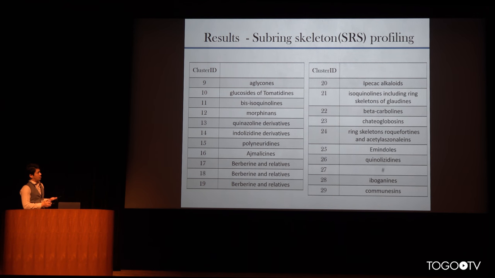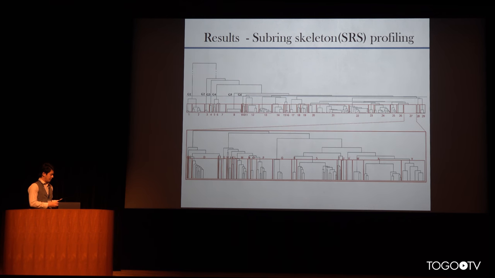G6, clusters 9 to 29, can be characterized like this. And thus, 28 clusters except cluster 27 can be characterized by ring skeleton based on the subring skeleton profile proposed by the present study. Cluster 27 here consists of half of the compounds, 277 compounds examined in this study.